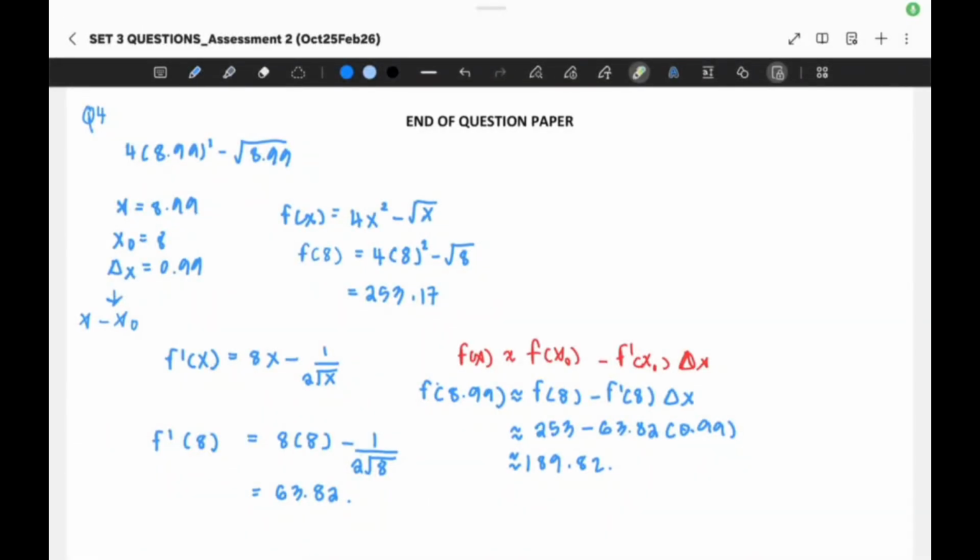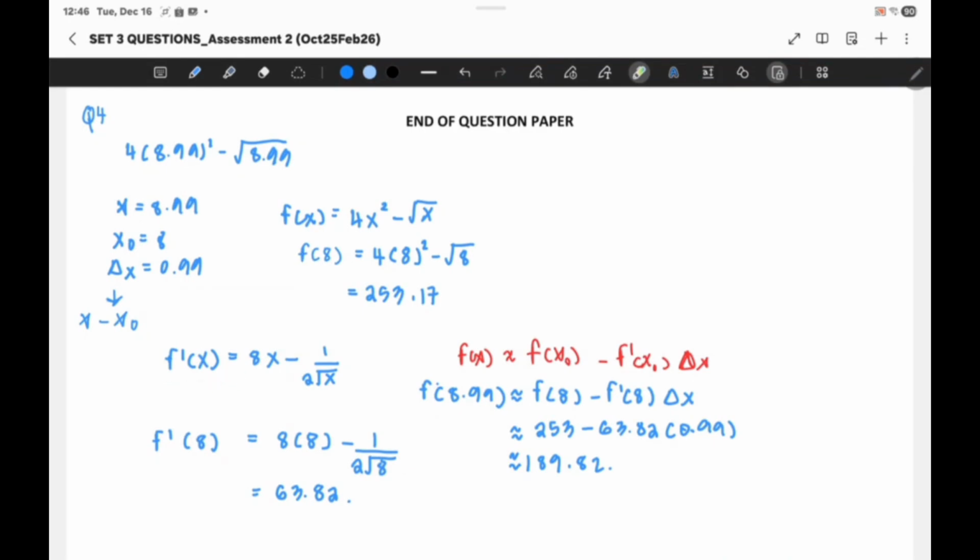For question 4, we use linear approximation to solve the question. First, we state the x that are given in the question, x naught and delta x. And then we insert the x naught into the function given in the question to estimate the answer. And then we differentiate the function and we get f prime x.